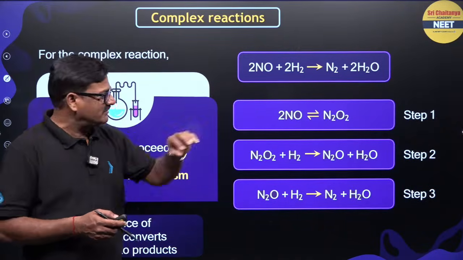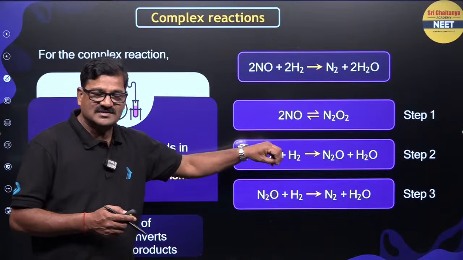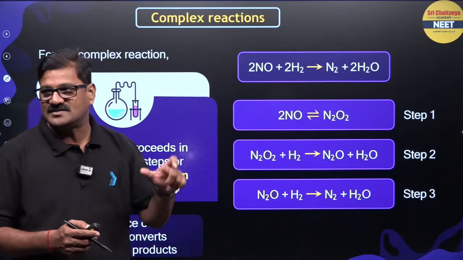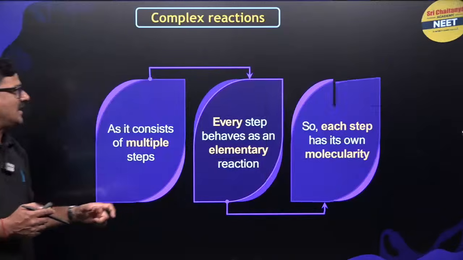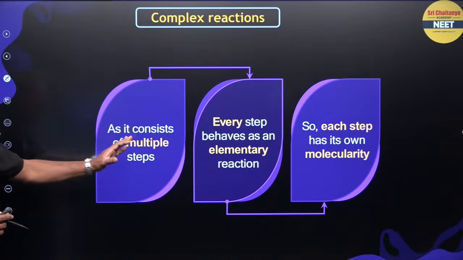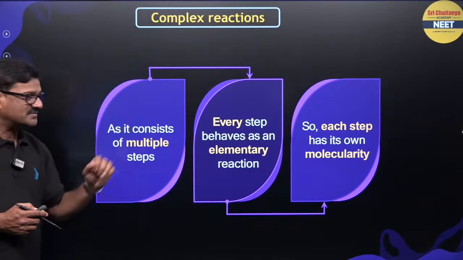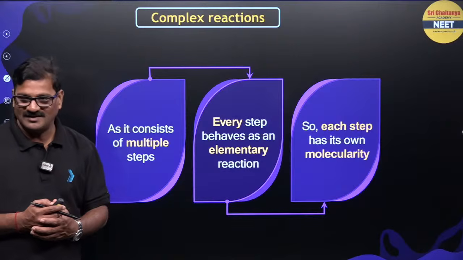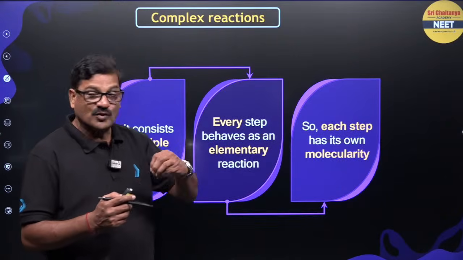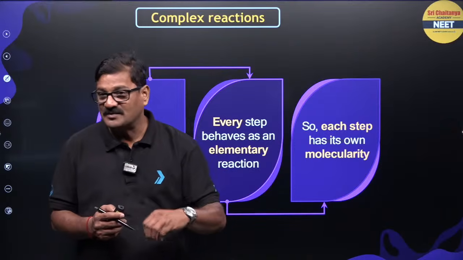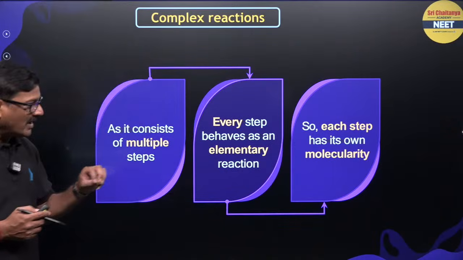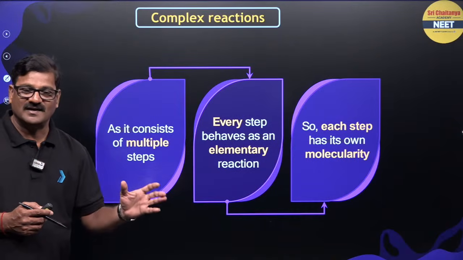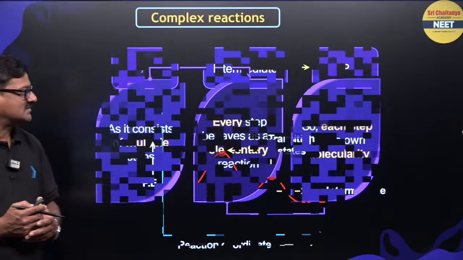There is one reaction step that takes place slowly, that is called the slowest step, and it is called the rate determining step. And in the complex reaction, as it consists of multiple steps, every step behaves as an elementary step, okay? And each step has its own molecularity. Each step has its own molecularity. But order is written according to the rate law. The rate law depends upon the slowest step.